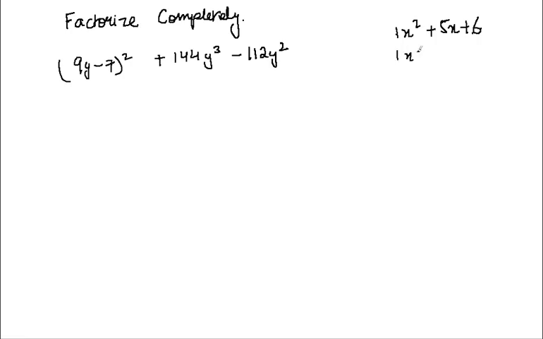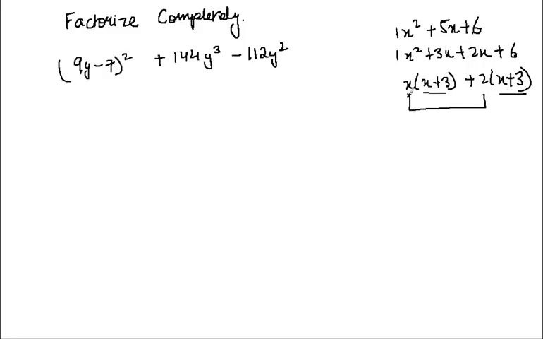So we write it like this: 1x square plus 3x plus 2x plus 6. And we take x common, put x plus 3 here, and then plus 2 common, and put x plus 3 here. So we have these two as the same brackets, and these two become one bracket, x plus 2. So this becomes x plus 2 and x plus 3. So factorizing is nothing but the opposite of expanding brackets. From this you have got these two brackets, and similarly that's what we'll do here.